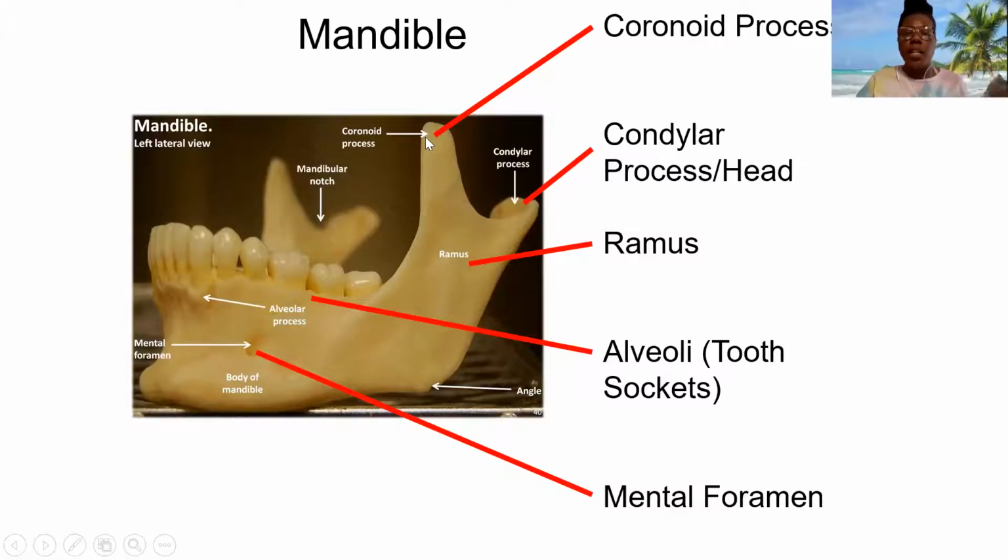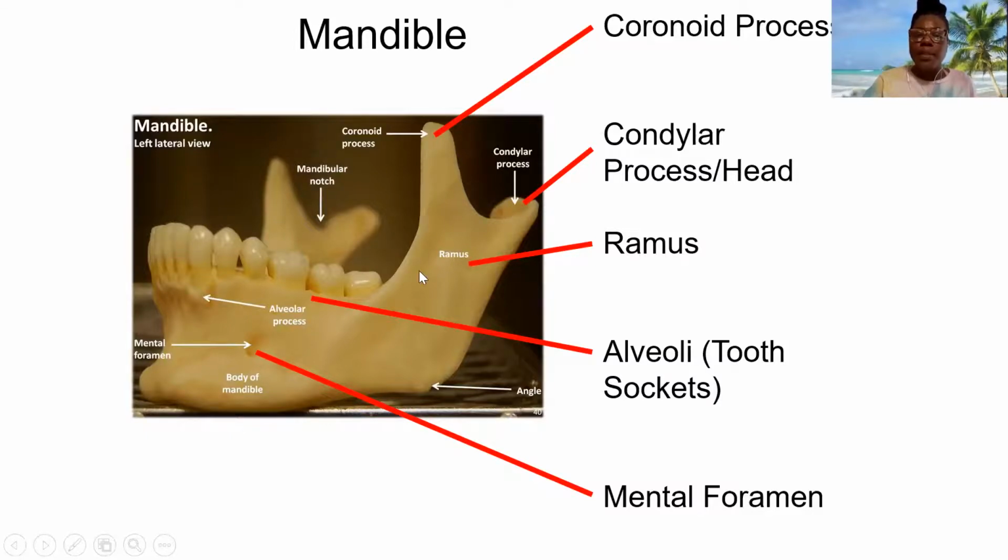the mandibular notch. We've also got the condylar process, also called the condylar head. This is an inferior, more posterior projection of that notch. And then in between these two processes is the mandibular notch itself. This is the actual area that articulates with the temporal bone in order to form the temporomandibular joint.